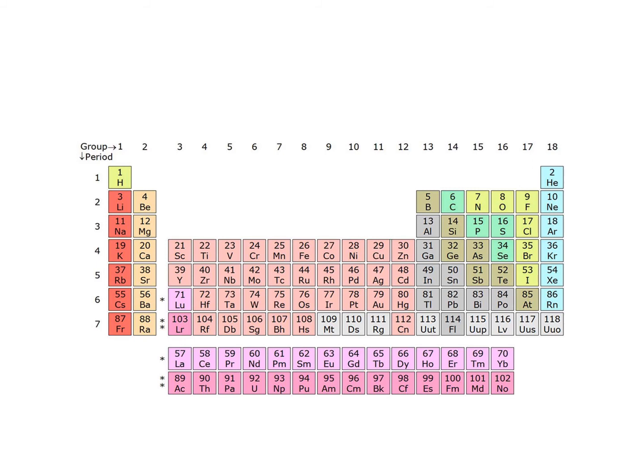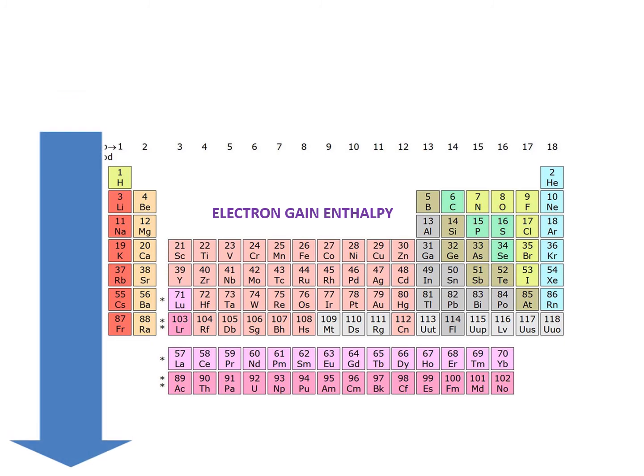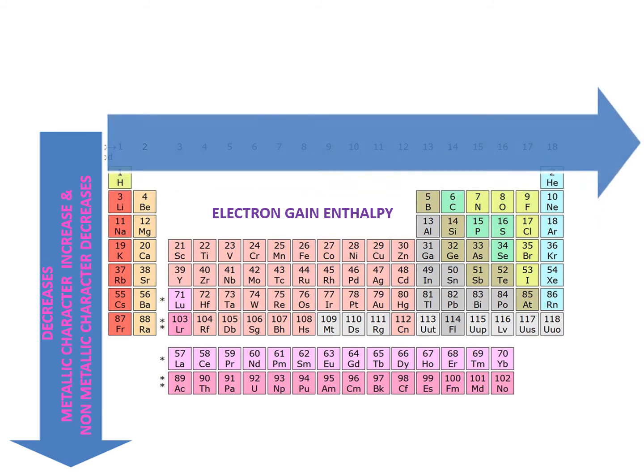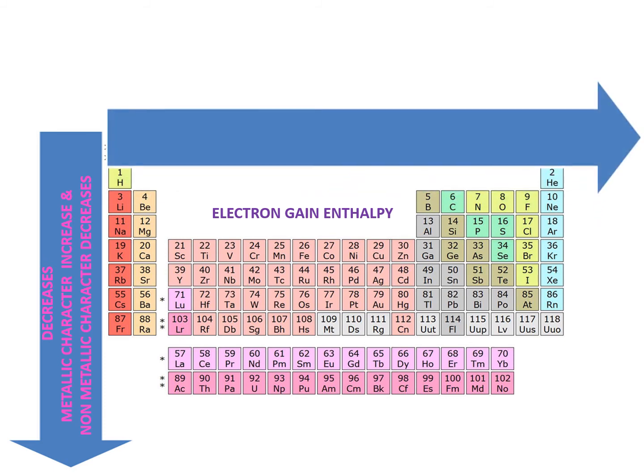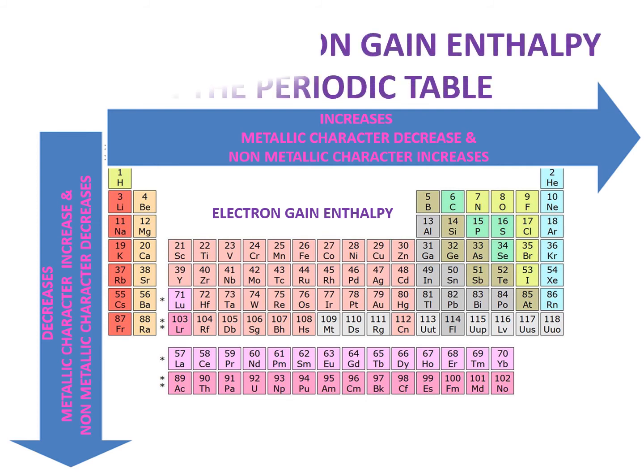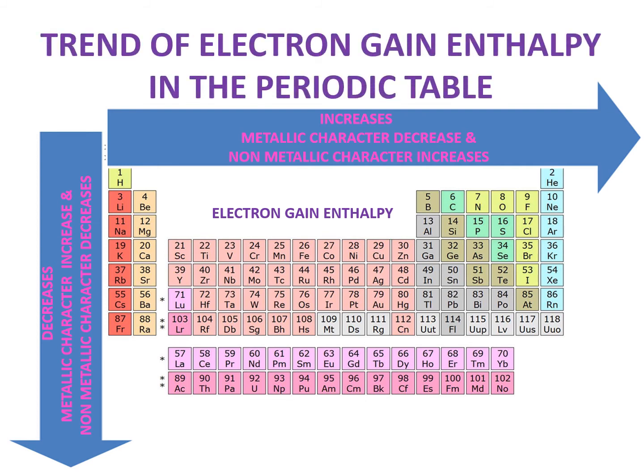In the periodic table, let's sum up electron gain enthalpy. On moving down in the group from top to bottom, electron gain enthalpy decreases, metallic character increases, and non-metallic character decreases. In a period from left to right, electron gain enthalpy increases, metallic character decreases, and non-metallic character increases. This is the trend of electron gain enthalpy in the periodic table.